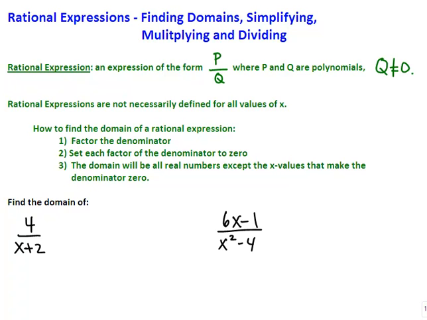Now the first thing we're going to be doing is finding the domain of a rational expression. And when you talk about a rational expression, since it's a fraction, remember that fractions could possibly have zeros in the denominator for some values of x. So what we're going to do to determine the domain of a rational expression is find out where that denominator might equal 0. So how do you do that? First, you're going to factor your denominator completely. Then you're going to set each factor of the denominator to 0, and your domain is going to be all real numbers except those places where the denominator was 0.